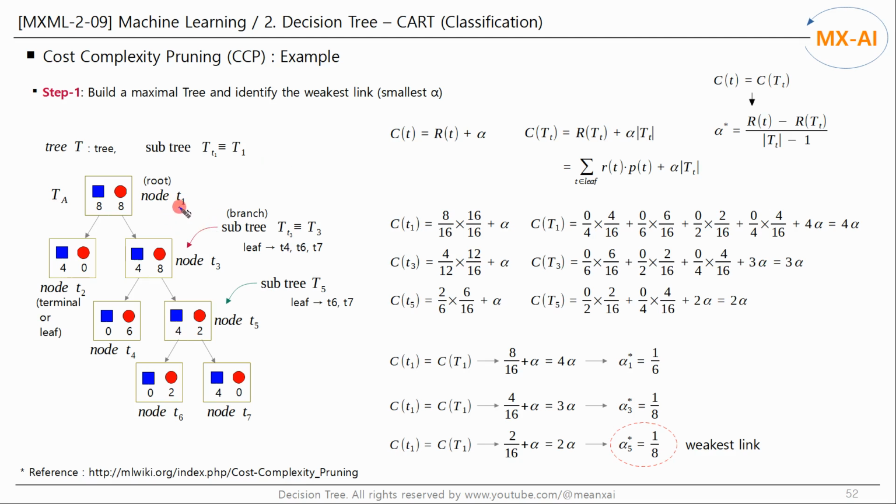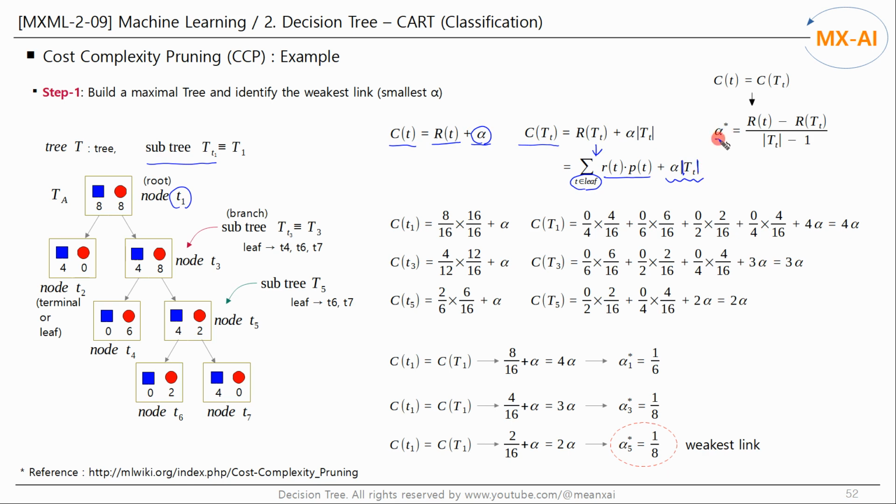First, recall that the cost complexity of a single node T is defined as the misclassification cost plus a penalty term. Since a single node is also a leaf, the number of leaf nodes is 1. So the penalty term simplifies to just alpha. For a subtree T, the cost complexity is calculated by summing the weighted misclassification rates of all leaf nodes, and then adding a penalty proportional to the number of leaves.